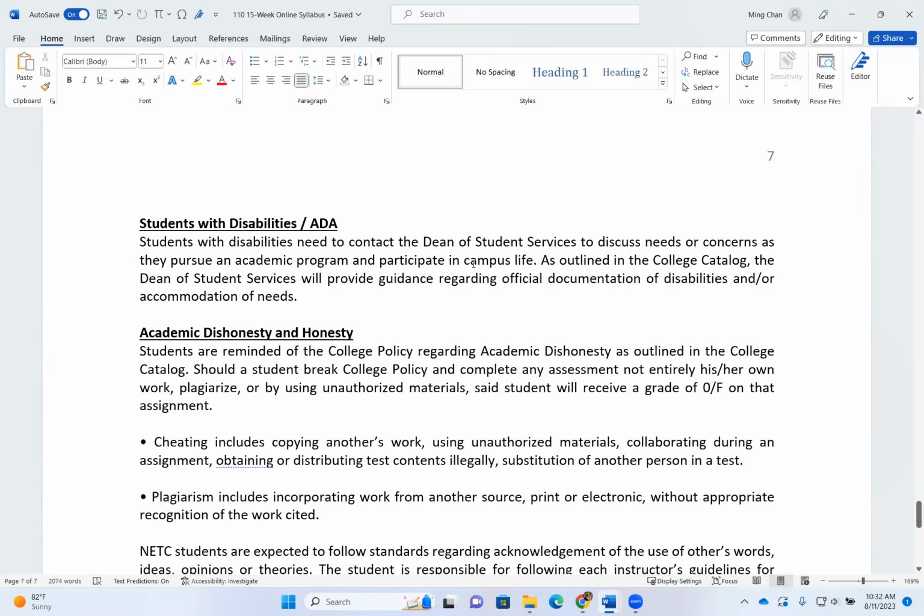Students with disabilities: if you do have a documented disability and require accommodation, please contact the Dean of Student Services. He or she will provide guidance regarding the official documentation of disability and/or accommodation needs.